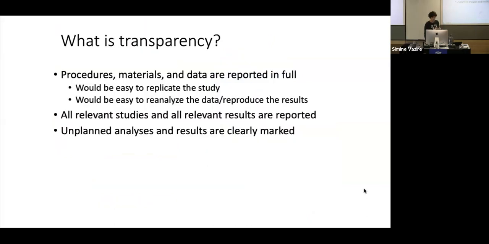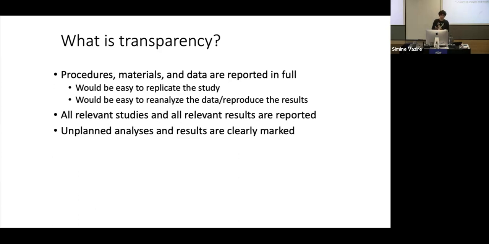So transparency means sharing enough details of your procedures and your materials and your data that people could run the study from scratch. They would know everything you did and be able to mimic your procedure, reuse your materials, or researchers could download your data and reanalyze it and make sure they can get the same results. The first one is called replicability. The second one is reproduction or reproducibility.